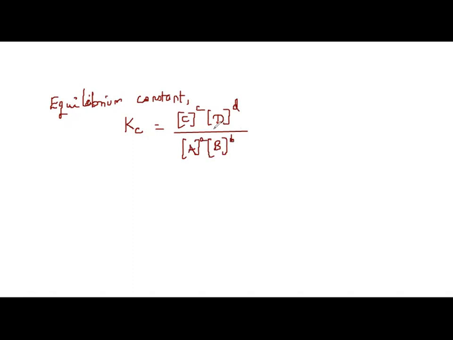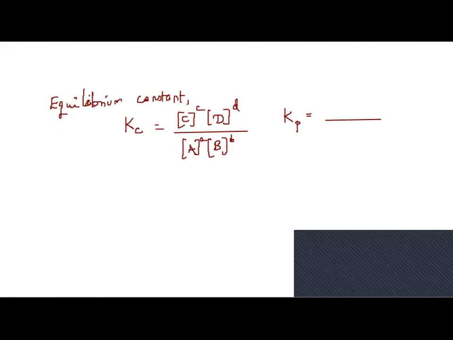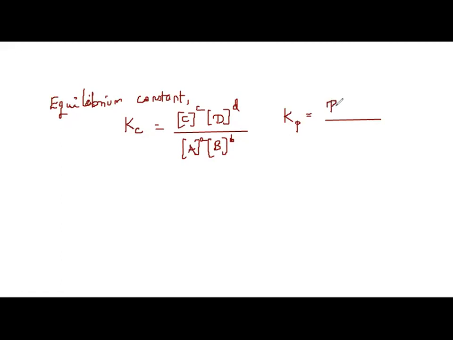This is Kc, right? And we have also seen what is Kp, the equilibrium constant when partial pressures are being considered. We define Kp as the product of partial pressures of the products divided by the product of partial pressures of the reactants.